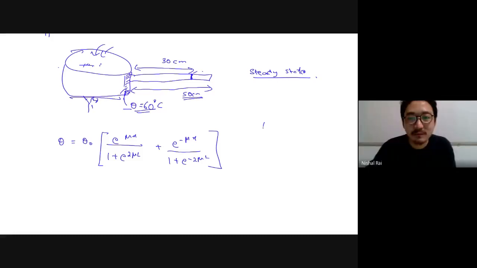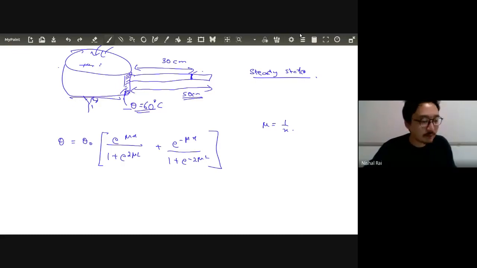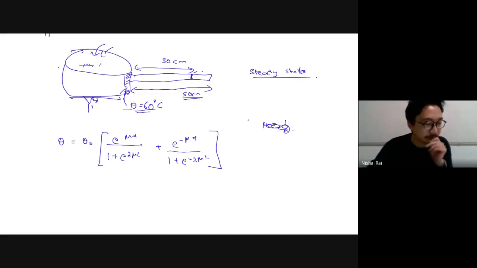So let's consider mu also to be what? We have to choose a certain value of mu. For now, let's just consider it to be 1 by x naught, or half of x naught. Or let's find the radiative power of 1 by x naught also. It will be more.